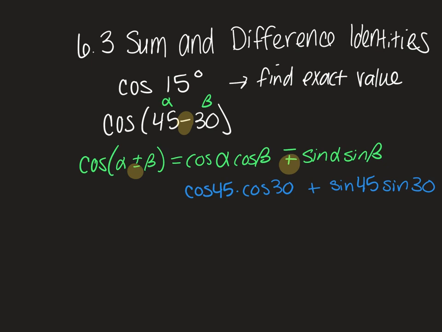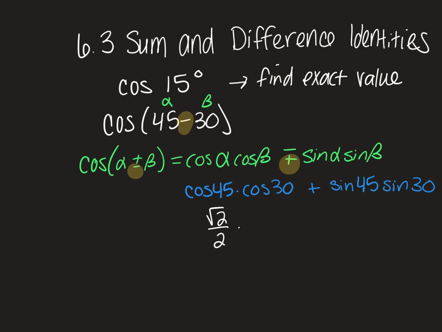So for these, you get cosine 45 times cosine 30 plus sine 45 times sine 30. You change cosine 45 to square root 2 over 2, times square root 3 over 2. What do you mean it stays the same for sine? If it starts with a plus, then it's going to stay a plus. If it starts with a minus, it's going to stay a minus.